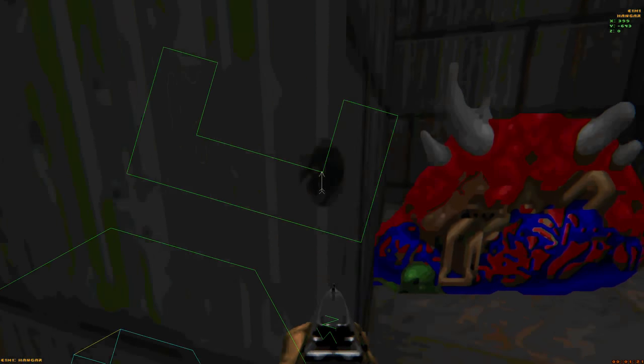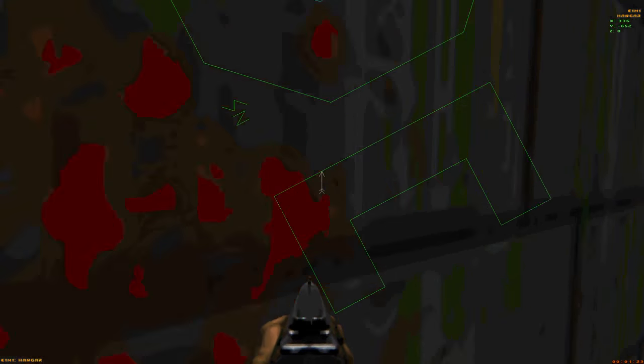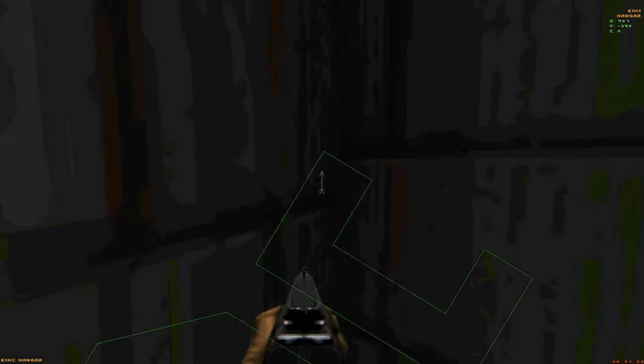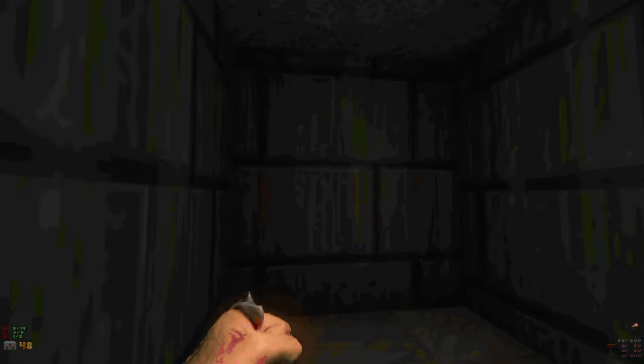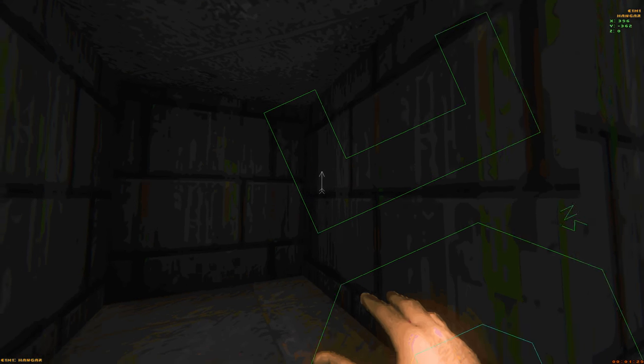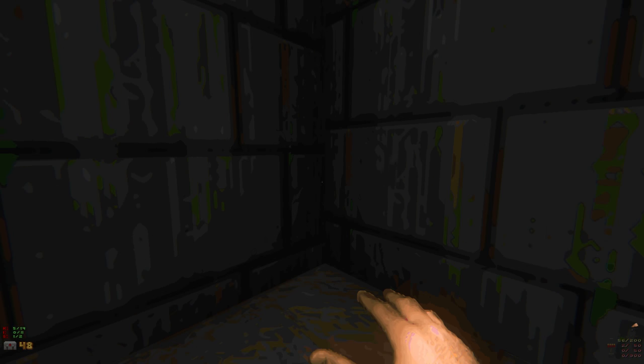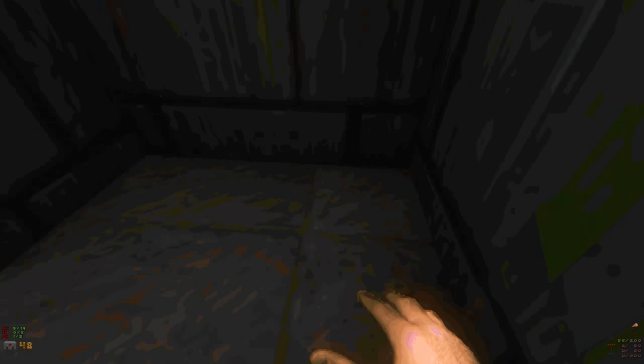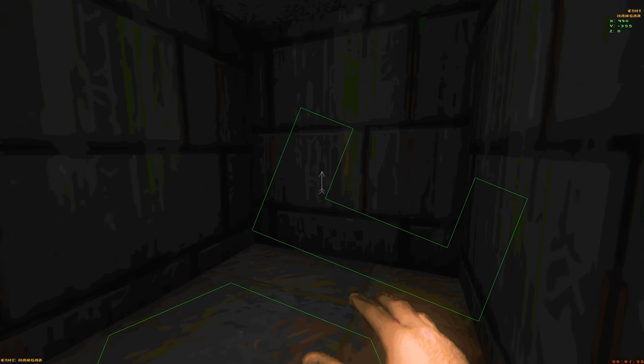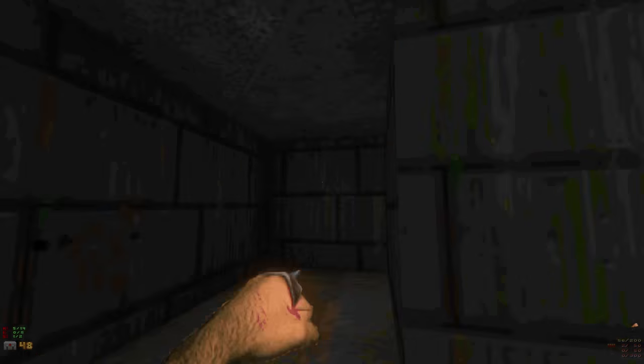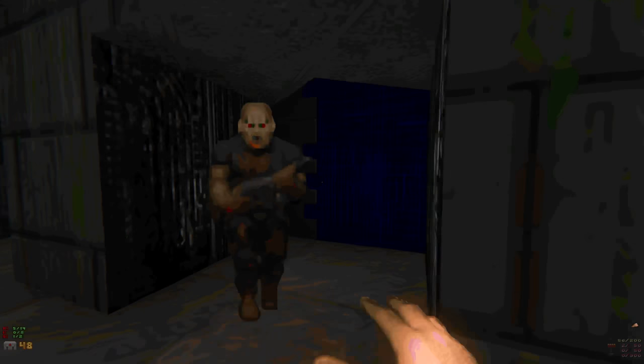Spam every wall. And none of them work. Wait, what? What the? What? Okay, that was awesome! I punched the wall and it bled! It bled for me, people! What?